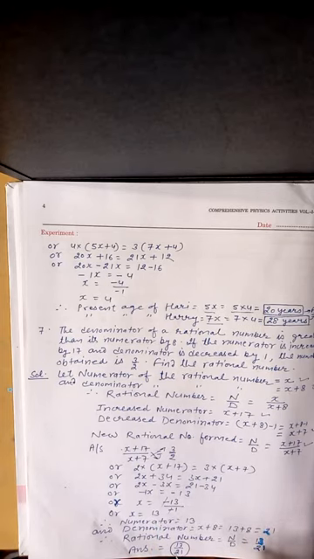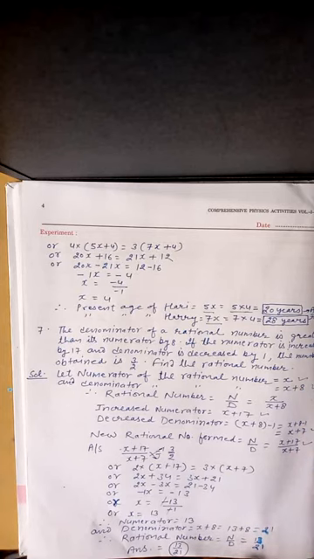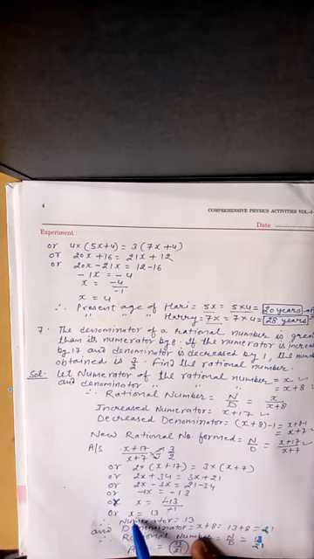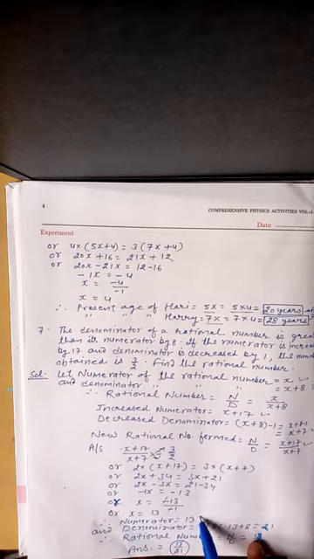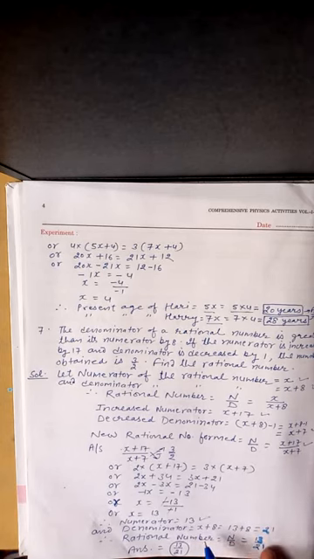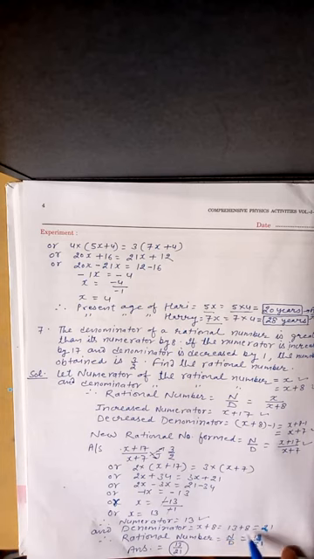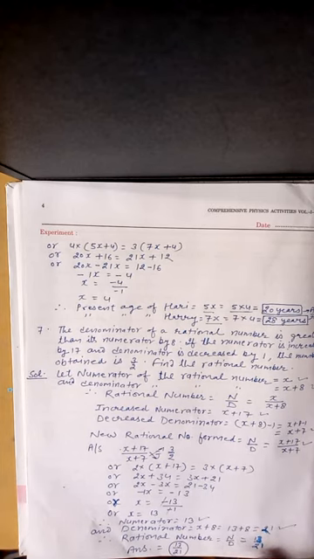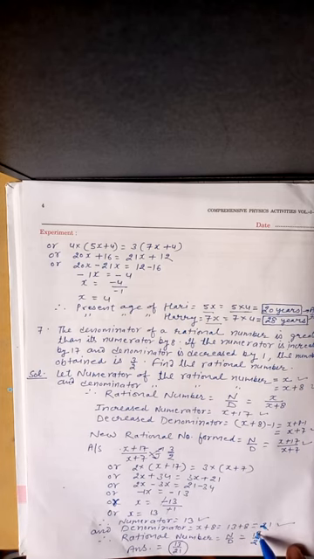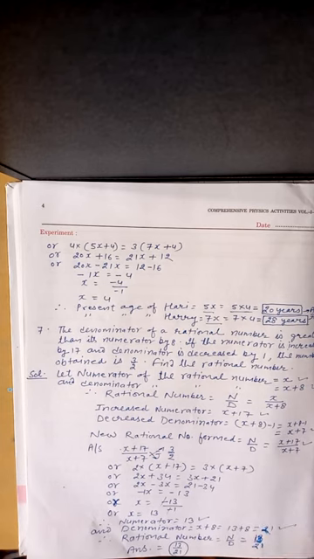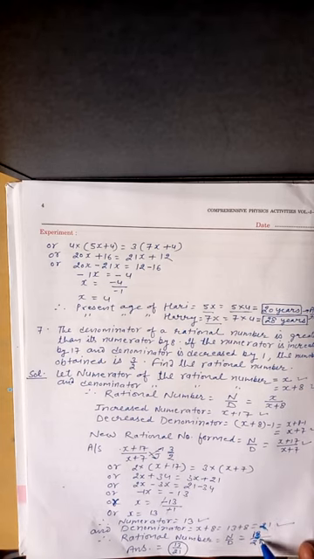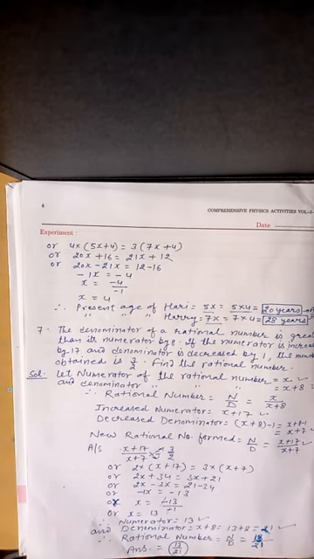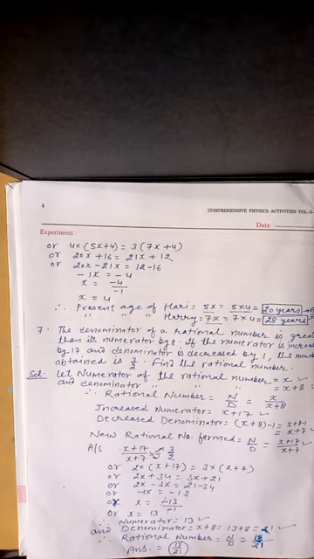So we supposed the numerator as x, and x is equal to 13, therefore the numerator is 13, and the denominator is x plus 8, that is 13 plus 8, 21. Therefore the rational number is numerator upon denominator, that is 13 upon 21. Hence the answer is 13 upon 21.